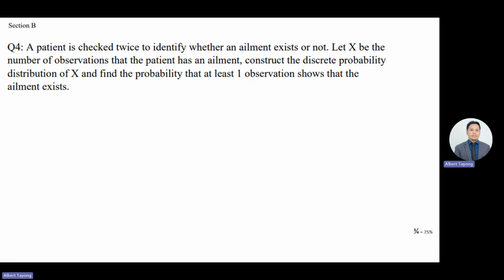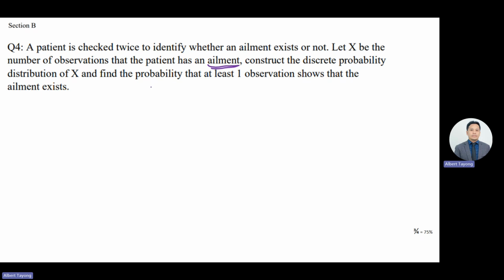Let's go to Q4. A patient is checked twice to identify whether an ailment exists or not. Let X be the number of observations that the patient has an ailment. An ailment is any sickness. Construct the discrete probability distribution of X and find the probability that at least one observation shows that the ailment exists.